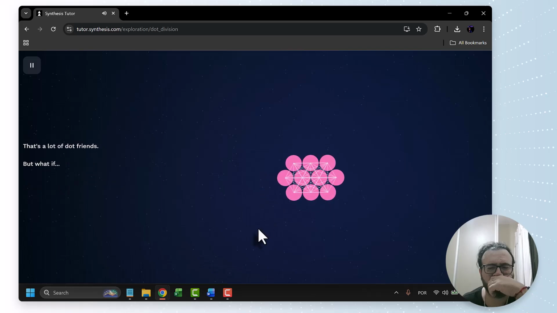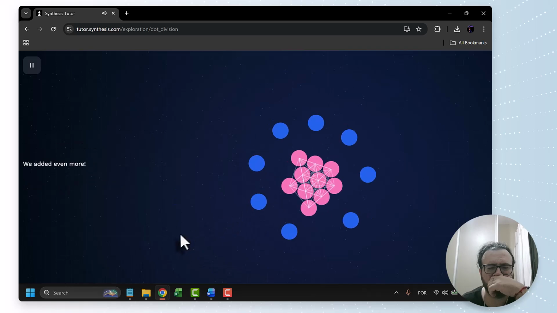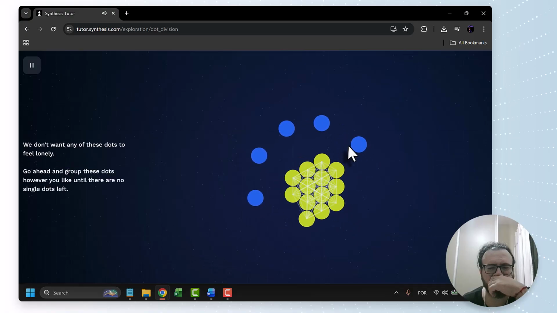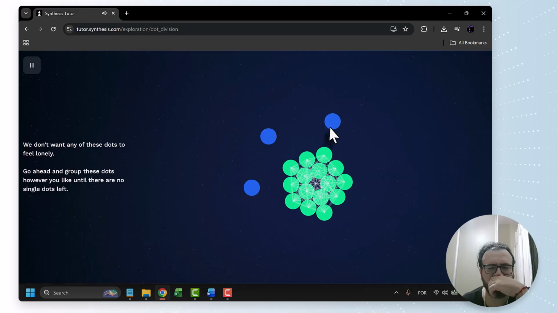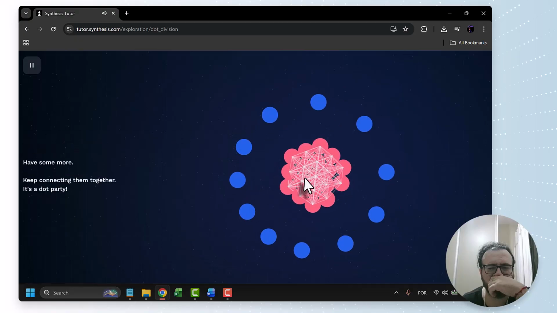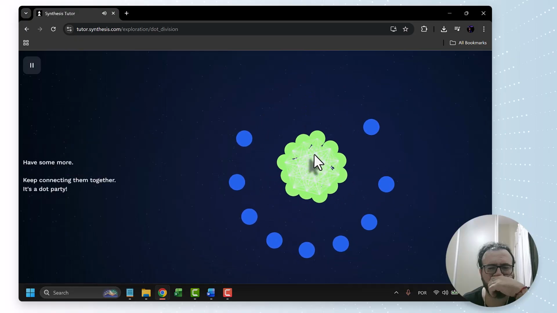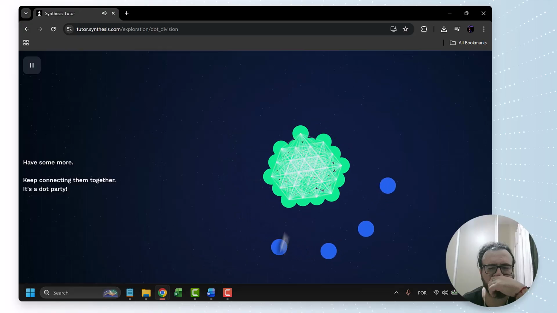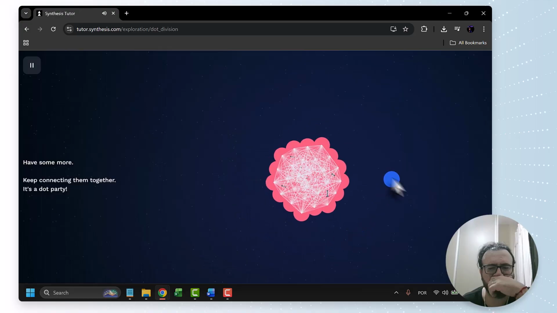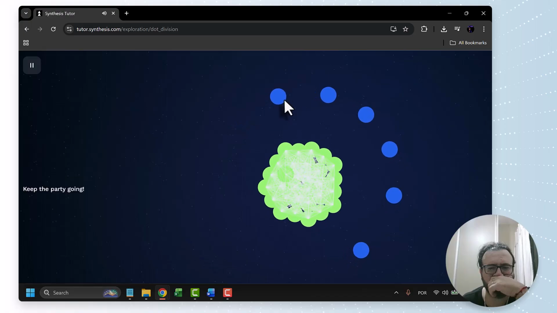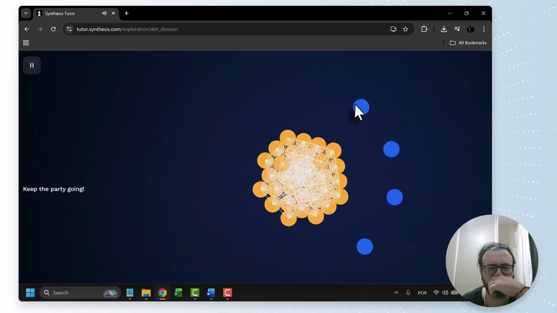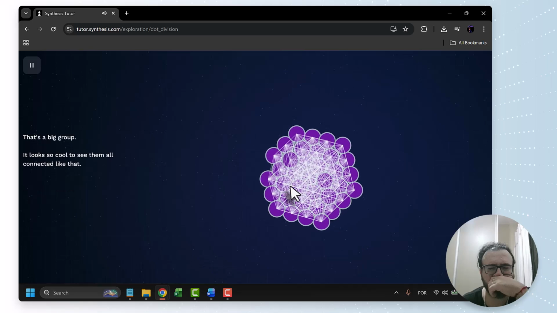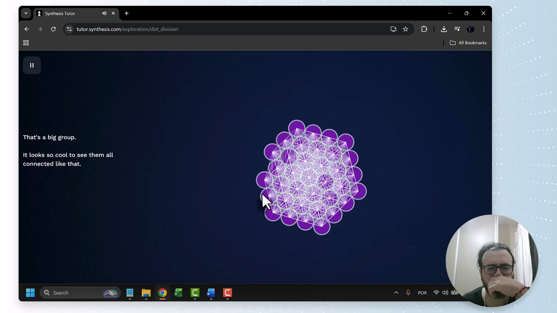That's a lot of dot friends. But what if we added even more? We don't want any of these dots to feel lonely. Go ahead and group these dots however you like until there are no single dots left. Keep connecting them together. It's a dot party. Keep the party going. That's a big group. It looks so cool to see them all connected like that.